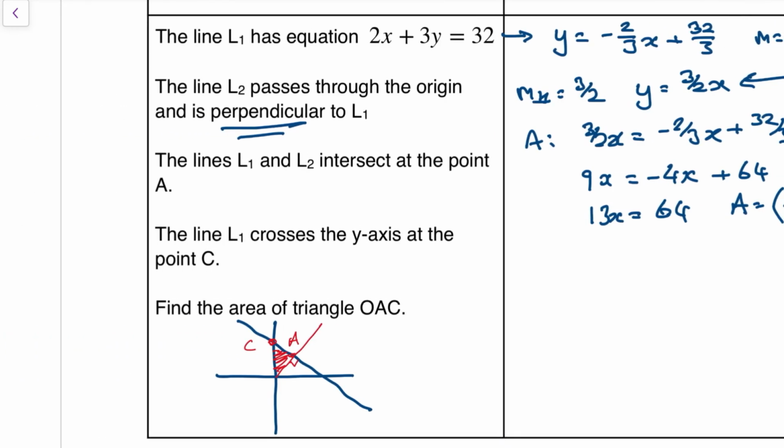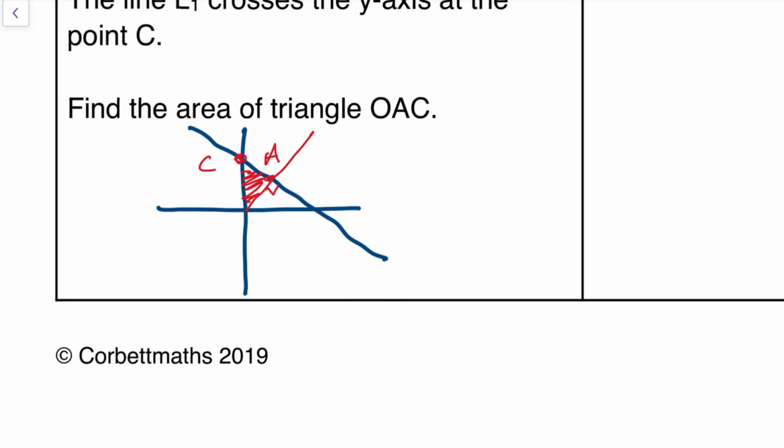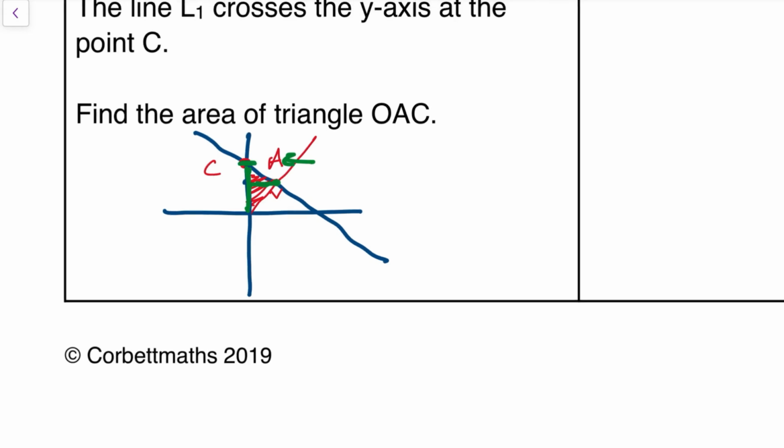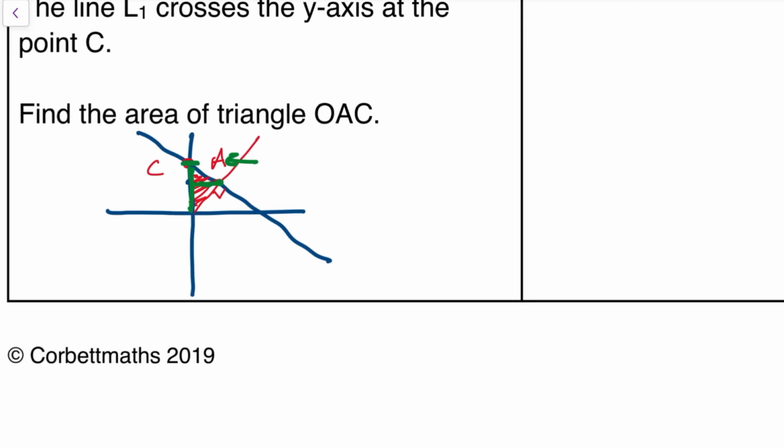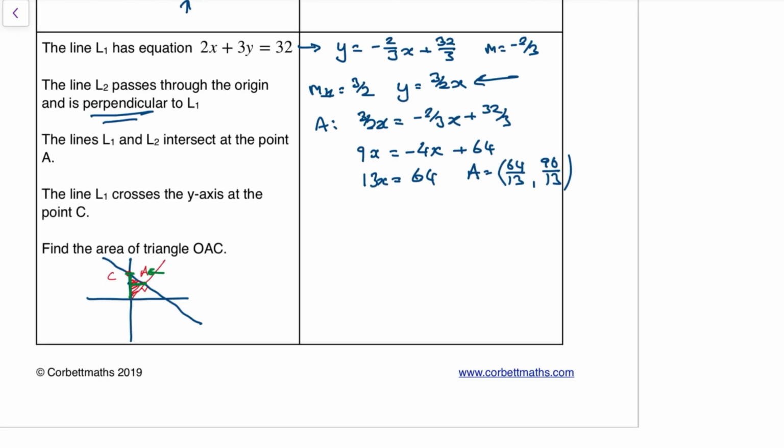Now let's think about what I've got. I'm going to zoom in here. I'm going to do a different colour. I want to work out the height of my triangle, the perpendicular height, or whatever you want to call it. I know what this is because that's the x value, so therefore I know this length is the x value of A. I need C in order to work out what the base of my triangle is, if I'm looking at my triangle on its side. So let's look at line L1 and find out what happens when x equals 0. Well, actually, I don't need to do a lot here, do I? Because I've already worked this out. It's 32 over 3.